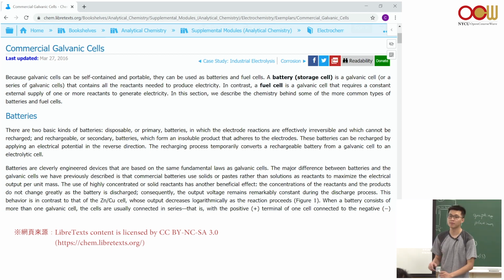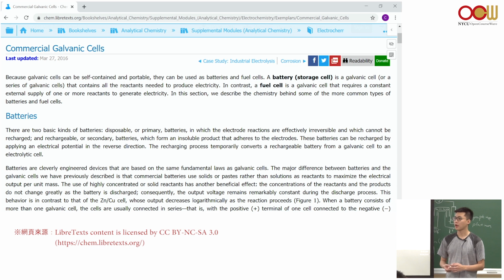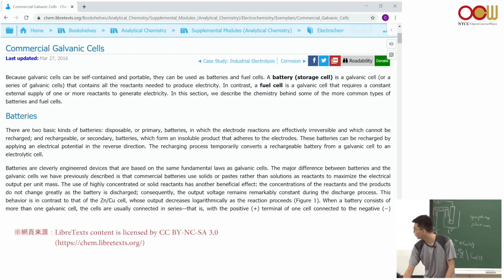So there are two types of battery. One is the one that you just throw away. These are called primary batteries. And the other type are called rechargeable batteries. They're made out of different materials. And of course, the costs are different. So let's go through some of the batteries.